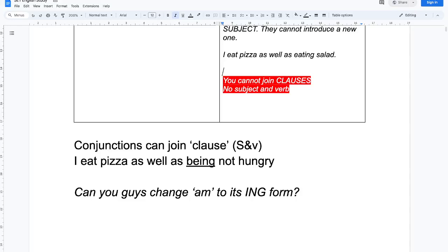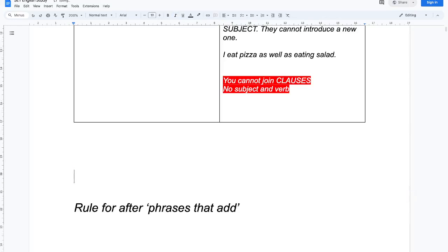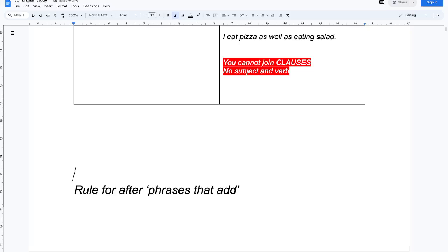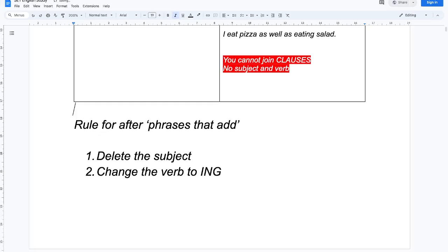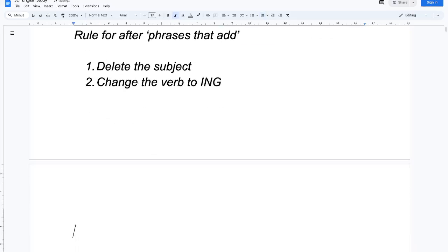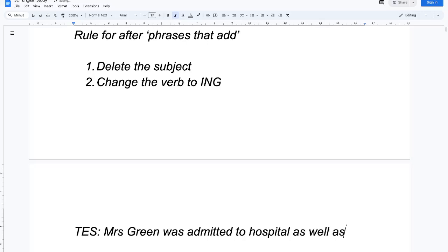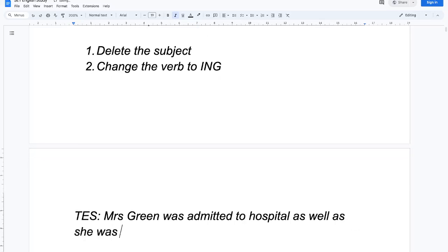If we understand this, can I give you guys a test? Okay, let's do a little test. So remember, the rule is delete the subject, change verb to ing. Let's say Mrs. Green was admitted to hospital as well as she was treated. Now, am I allowed to do this? No, right? I can't say as well as she treated. I can't say along with she was treated. No, because subject and verb.